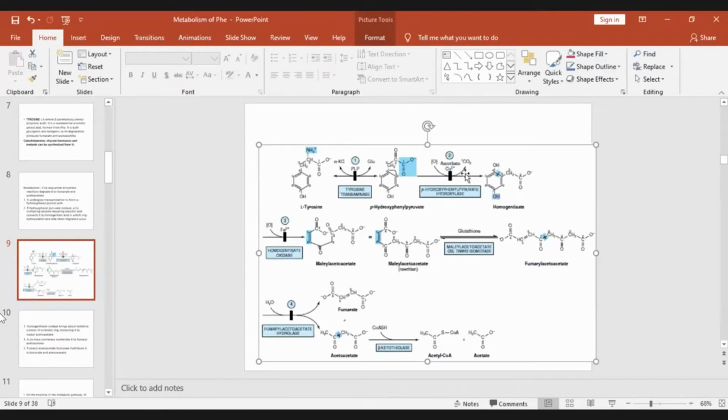So the deficiency of this enzyme will result in neonatal tyrosinemia. The homogentisate oxidase converts homogentisic acid to maleylacetoacetate, bringing about oxidative scission here, thereby oxidizing these two carbons. So CO2 is formed. That is what is formed in maleylacetoacetate. The deficiency of this enzyme will result in alkaptonuria.